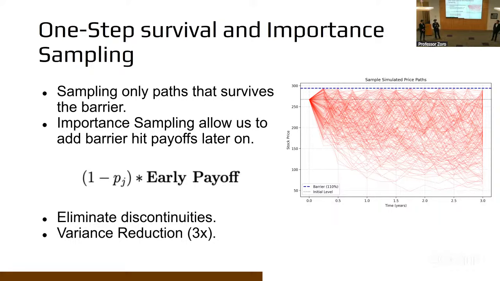So you might be wondering, what about the payoffs of the path, the contribution of the path that actually crosses the barrier? So that's where the trick comes in. So we can analytically add the payoff contribution for that path that crosses the barrier. This Pj is the probability that the path stays below the barrier, and 1 minus Pj is the probability that it crosses the barrier. So we can add this contribution later on to our payoff function, as I'll show in the next slide.